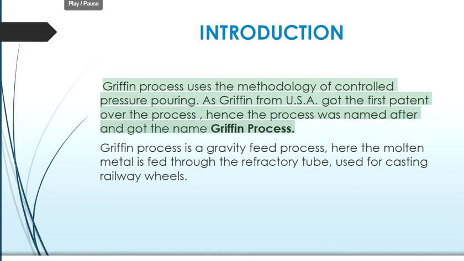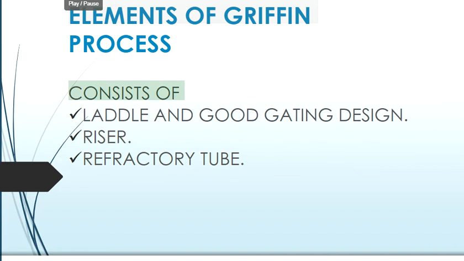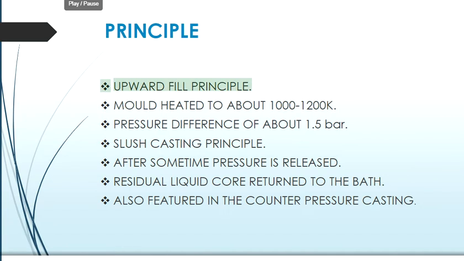As Griffin from the USA got the first patent over the process, the process was named after him and got the name Griffin Process. The Griffin Process is a gravity feed process. Here the molten metal is fed through a refractory tube, and it is used for casting railway wheels. The process consists of a Leyland gating design, riser, and refractory tube.